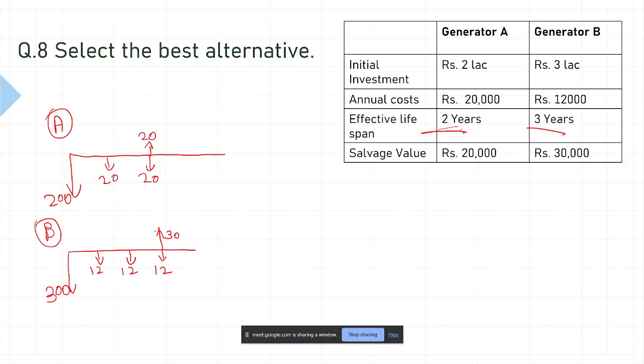Or another thing you can do is if they've already given the project life, like let's suppose we only need the generator for 2 years, so that means we don't need to extend it till 6 years, right? The LCM here, we can compare it for initial 2 and get our answer. But this is not the case this time. So for generator A, we will need 3 such generators, and for generator B, we will need 2 such generators.